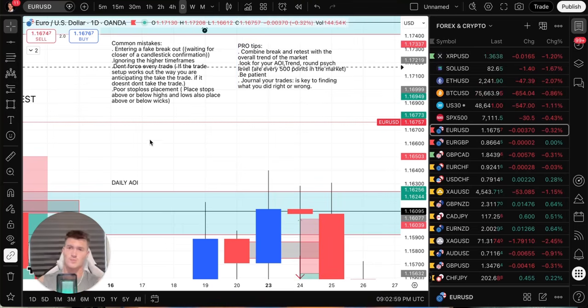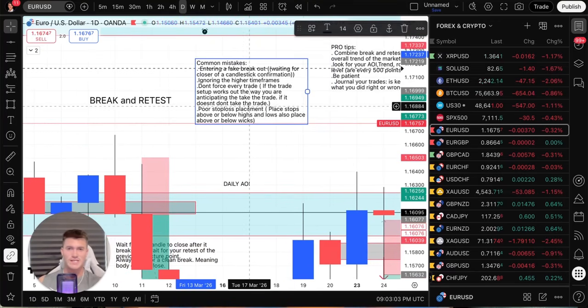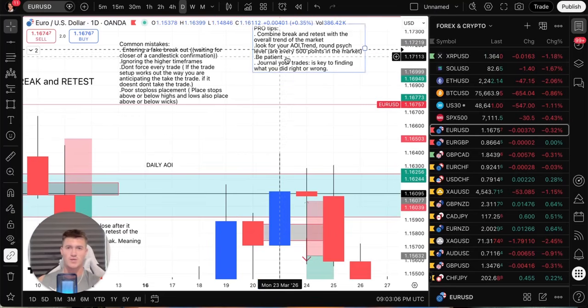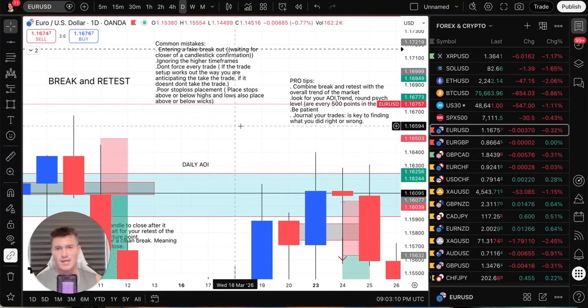So to pretty much sum everything up, this is our break and retest section. Always wait for your confirmation. Entering a fake breakout is something that you want to avoid. Always wait for that candlestick closure. Waiting for that will save you a lot of money and a lot of losses. Don't force every trade. If the trade setup works out the way you were anticipating, take the trade. If it doesn't, don't take the trade and just move on to the next trade.